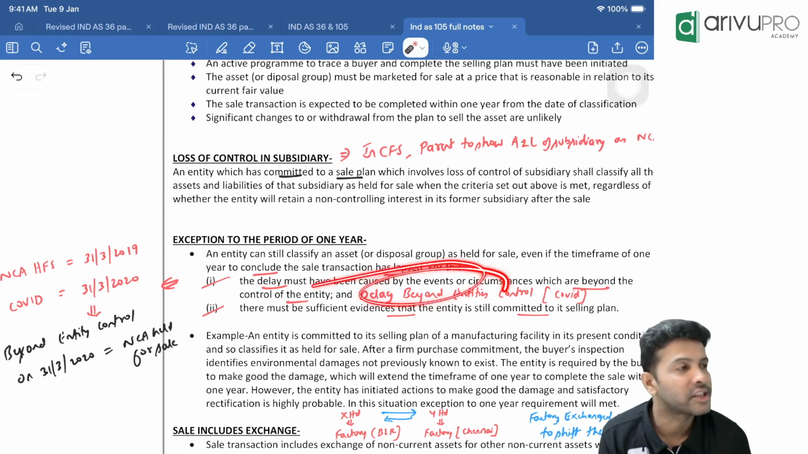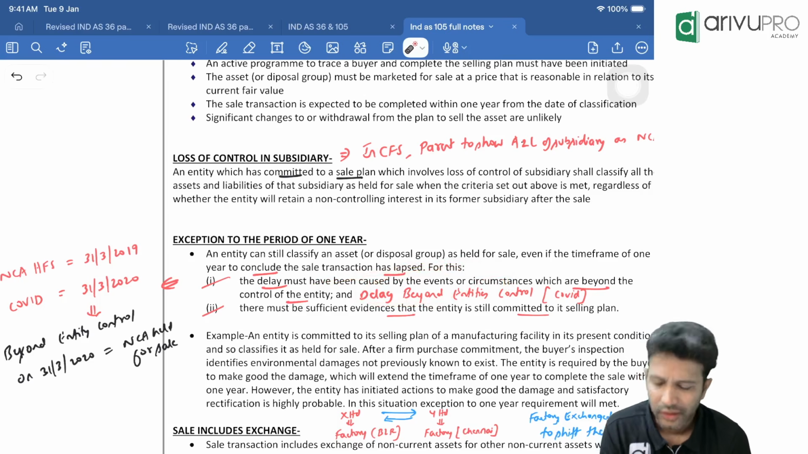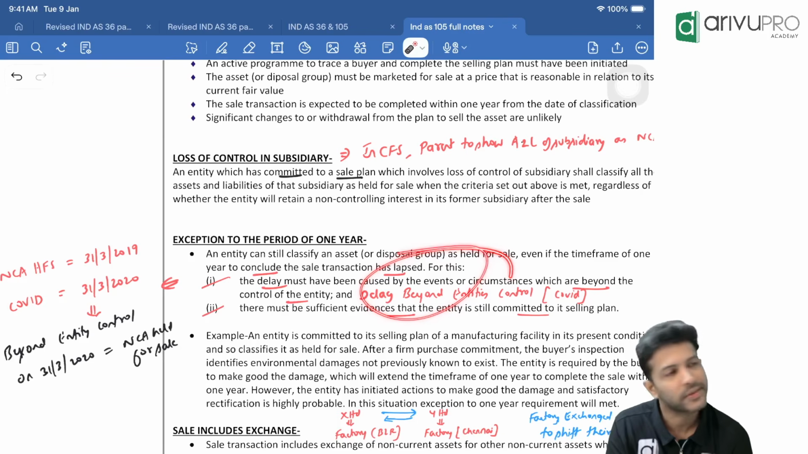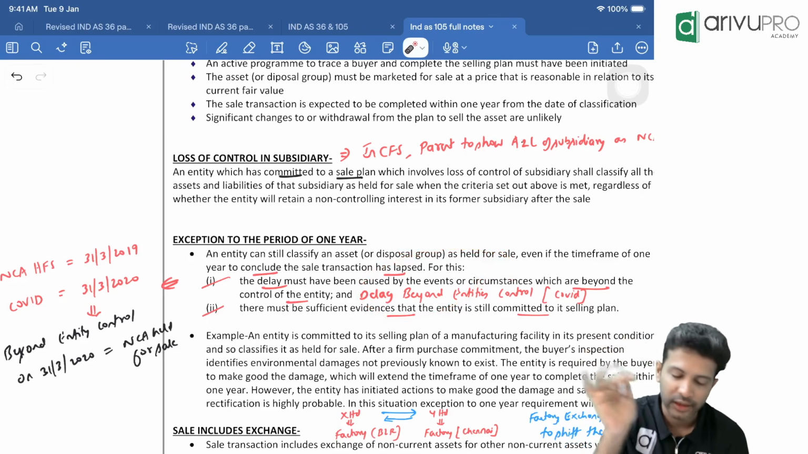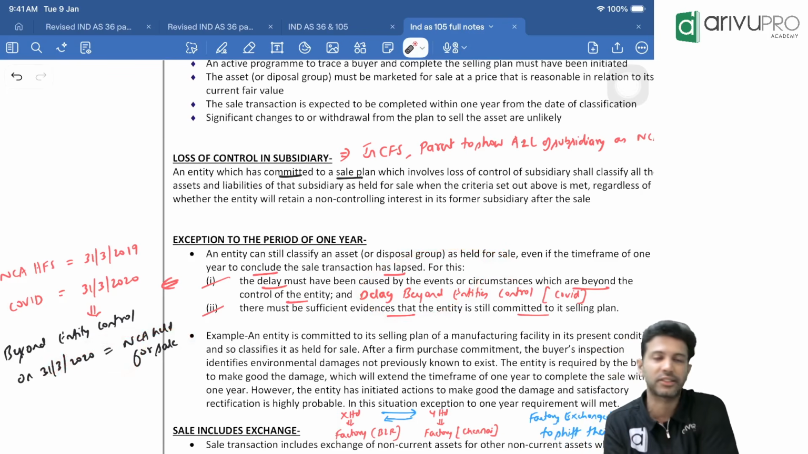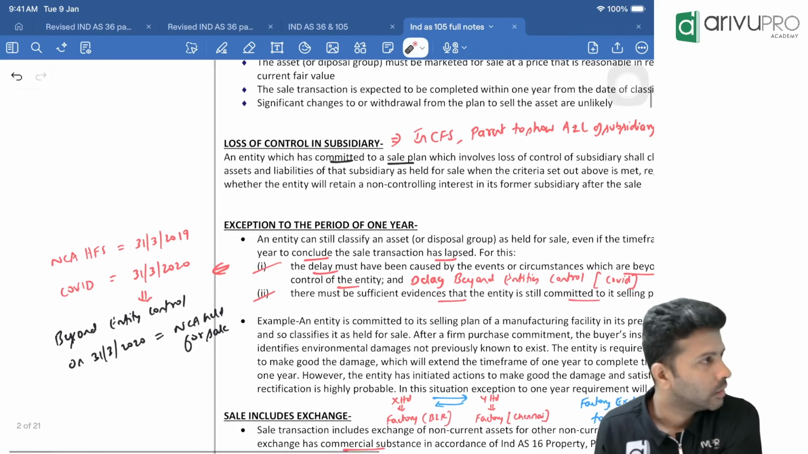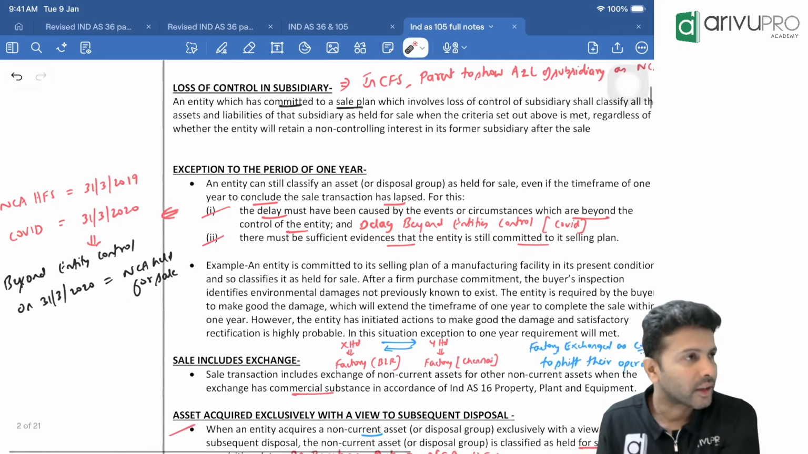Now you understood this condition better. And the second one is really common sense. Even though there is a delay, the company still has an intention to sell it. If both are satisfied, a delay can be ignored and the same classification as non-current assets held for sale will continue. Okay, I'm thinking you guys are good.